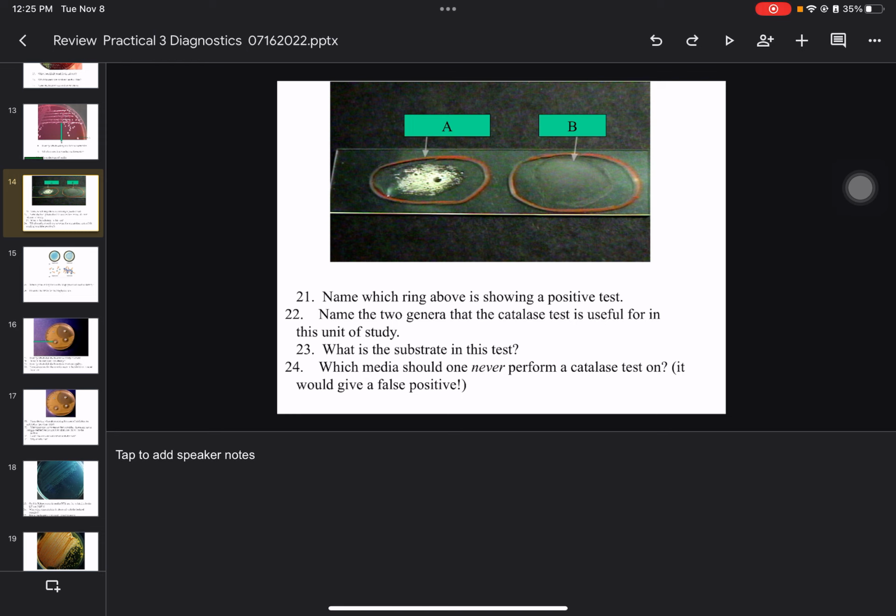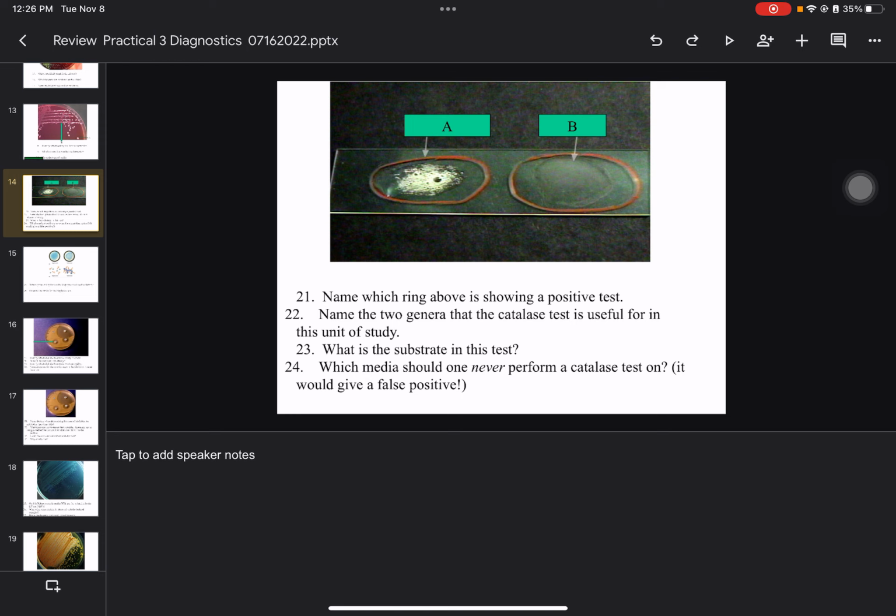What's the substrate in the catalase test? Hydrogen peroxide, because the definition of a substrate is what is being acted upon. What is the reagent in the catalase test? Hydrogen peroxide, because the definition of a reagent is that it must be added to a test to elucidate the result. So in this case, hydrogen peroxide is both a substrate and a reagent.